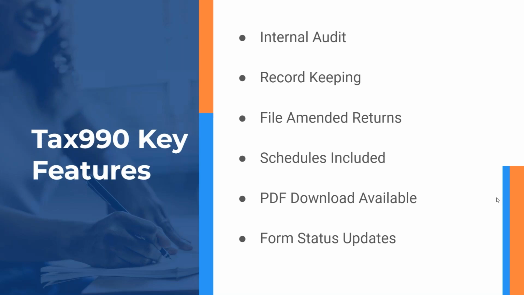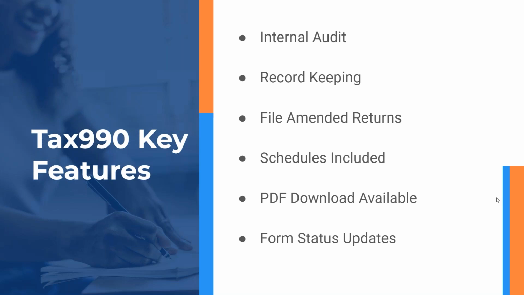We offer the record keeping of all of your 990 series returns. So as you file year after year with Tax 990, those returns will remain in your Tax 990 account. So you can download a copy or view prior year information at any point within your Tax 990 account. We offer the option to file amended returns. So if you filed an original return and it was accepted by the IRS and you later notice an error on that form, you can file an amended return for any of our supported forms.